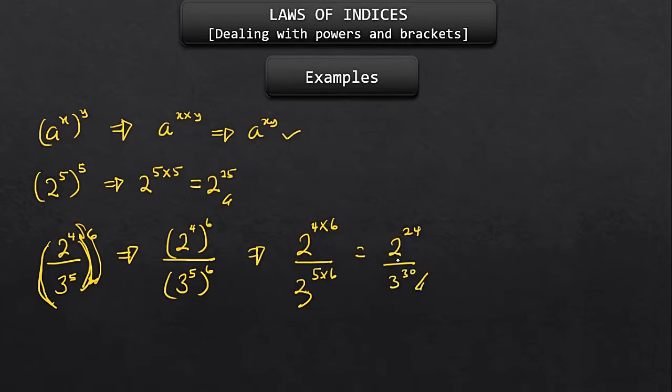Very simple. We cannot do anything more about this one. We can only use our calculators to compute and find the final answer. But since the bases are not the same, we cannot say 2 raised to power 24 minus 30. We cannot do this because the bases are not the same. This is 2 and this is 3. So we leave our answer like this.